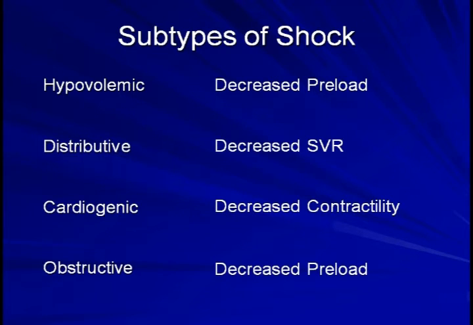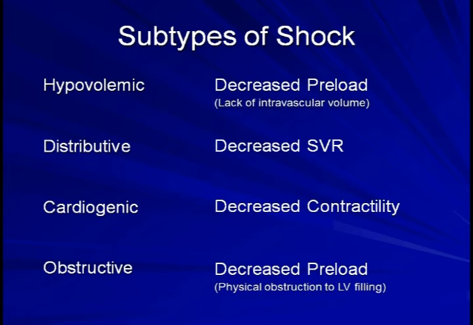Well then, you may ask, what is the difference between hypovolemic and obstructive shock? The low preload in hypovolemic shock is due to lack of total intravascular volume, while the low preload in obstructive shock is due to a physical obstruction to LV filling. One might next ask then, what about shock caused by low heart rate? What subtype is that?